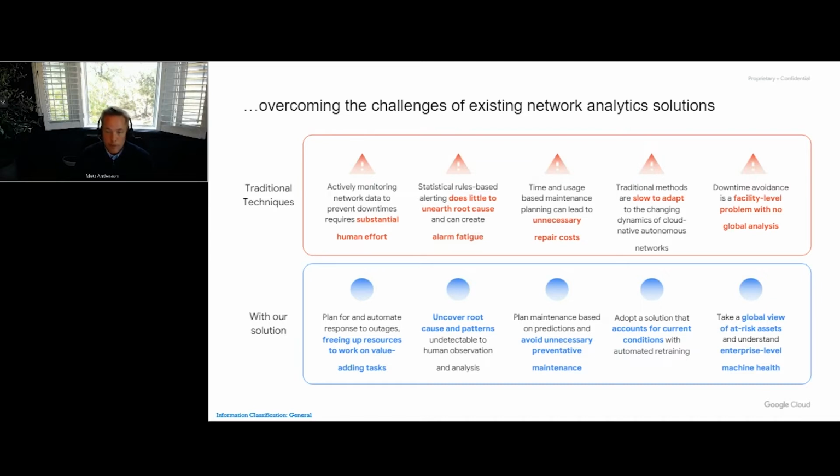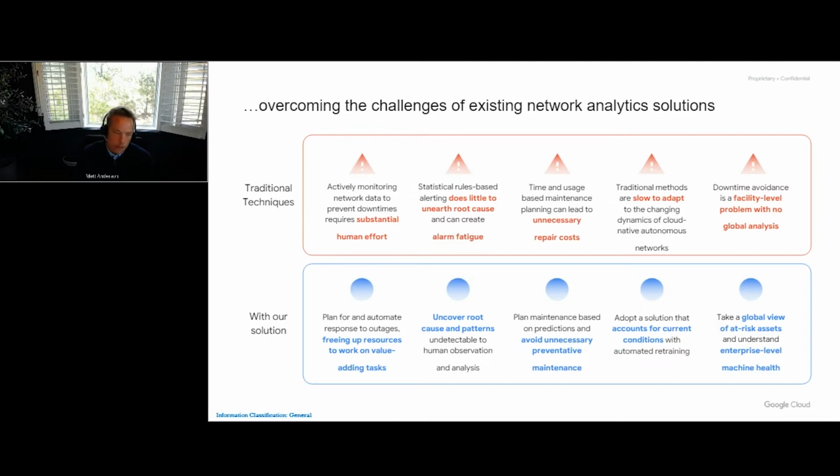Traditional methods are sometimes slow to adapt to the changing dynamics of cloud-native autonomous networks, especially when you start thinking about distributed RAN. And then I think that focus on downtime avoidance is really a very facility-level problem, versus how do I look at it at a facility level, but then roll it up to a global perspective to potentially identify or understand some other trends that may be causing this, right?